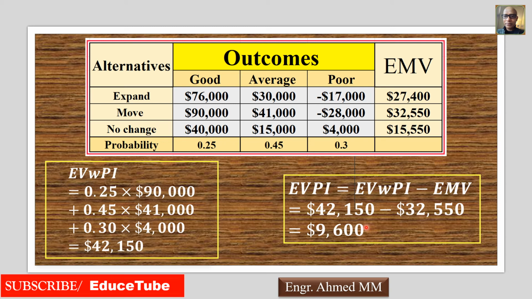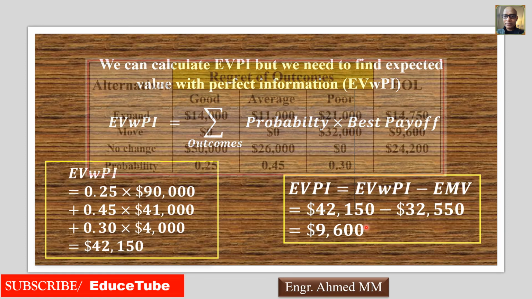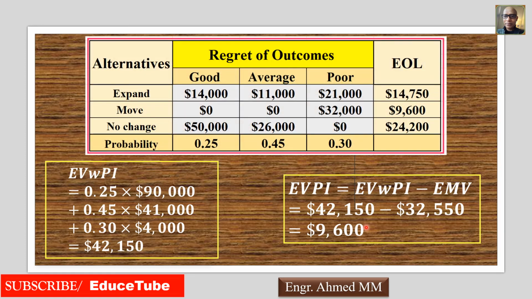So this 9,600, in the previous slide we have seen this was the minimum value for EOL. Let's see that slide. I want to bring that slide again. This is the slide. This is the table we had in previous slide. You see EOL. We choose this one, move, 9,600. This is the minimum EOL. So this is 9,600.